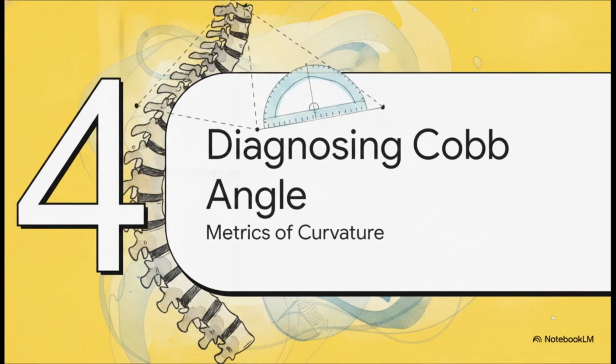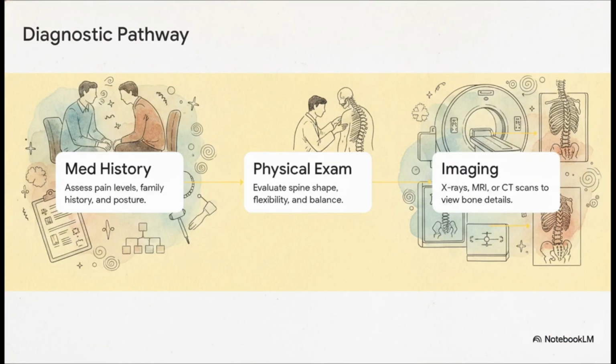Right, let's jump to section 4. How do we actually measure this? Let's talk about diagnosing the Cobb angle and the clinical metrics of spinal curvature. Now, before a doctor ever thinks about putting a patient into heavy medical machinery, they follow a standard, rigorous clinical pathway. Step 1. Simply the medical history, really listening to the patient detail their pain and posture changes.